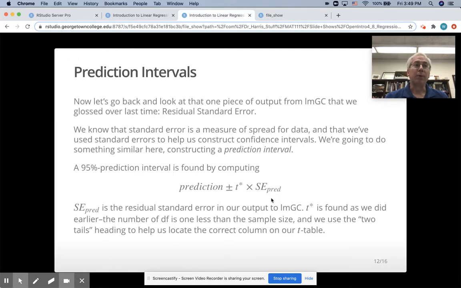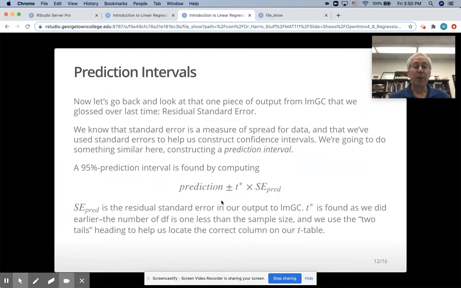So, for example, instead of trying to come up with an interval for the mean amount of traffic for a given temperature, we're trying to come up with a range of values that we think an individual day with that specific temperature would have, the amount of traffic that an individual day with that specific temperature would have. So again, confidence interval: a range of values that we think is reasonable for a parameter such as a mean. Prediction interval: a range of values that we think an individual response is reasonable to live on.